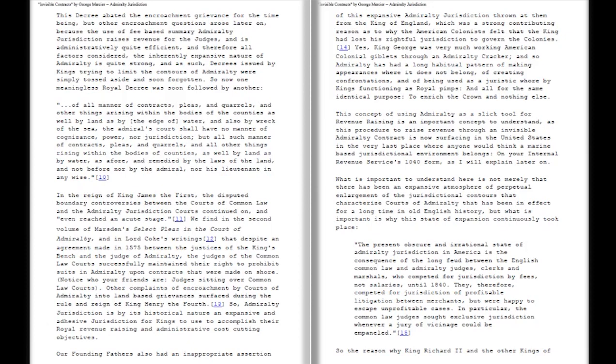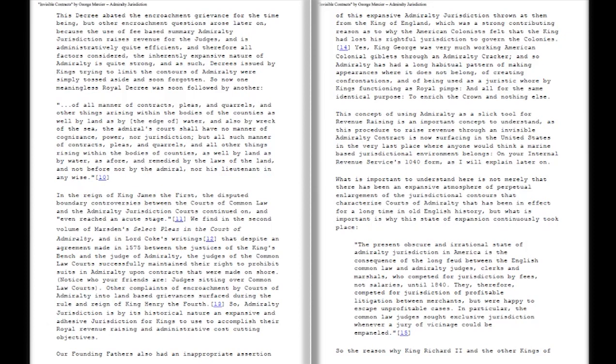10. In the reign of King James I, the disputed boundary controversies between the courts of common law and the admiralty jurisdiction courts continued on, and even reached an acute stage. 11. We find in the second volume of Marsden Select Pleas in the Court of Admiralty, and in Lord Coke's writings 12 that despite an agreement made in 1575 between the justices of the King's Bench and the Judge of Admiralty, the judges of the Common Law Court successfully maintained their right to prohibit suits in Admiralty upon contracts that were made unsure. Notice who your friends are, judges sitting over Common Law Courts.